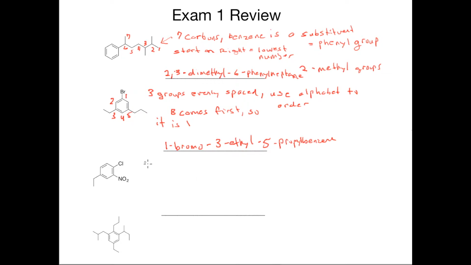Alright, so for this next one, we see that I have 2 groups that are adjacent to each other, so I need to get the overall lowest number. So I'm going to start again with the chlorine and number down, and then going over to the ethyl group. So chlorine would be position number 1, and then nitro would be position number 2.